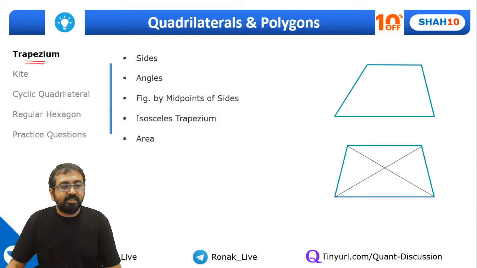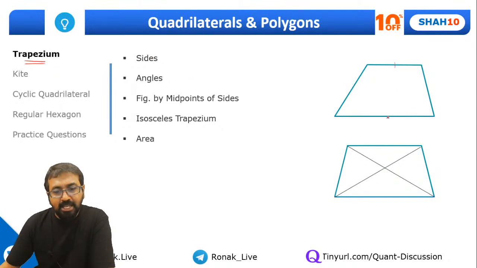Now let's quickly understand the trapezium. In a trapezium, one pair of sides is parallel. They are not equal, they are parallel. And the other sides are not parallel. They are also called oblique sides. You can't say anything about angles because it's a slightly irregular figure. You can't comment. Yes, you can comment on this one, the figure formed by the midpoints of sides.